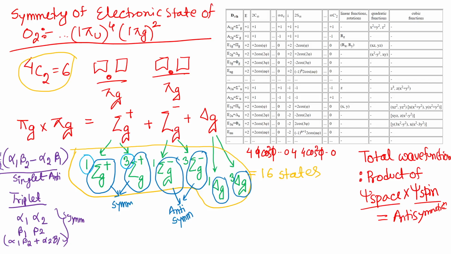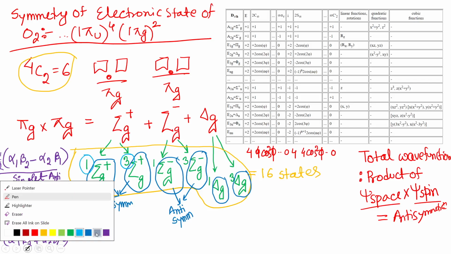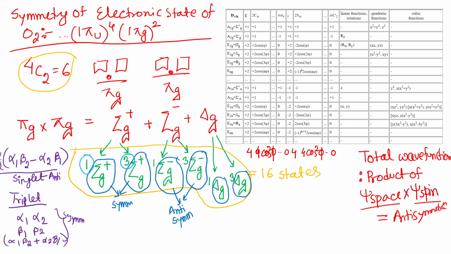If the total wave function is antisymmetric and your spatial part is symmetric, then your spin part must be antisymmetric, singlet. You were saying the correct thing earlier. So that is going to be the singlet state.